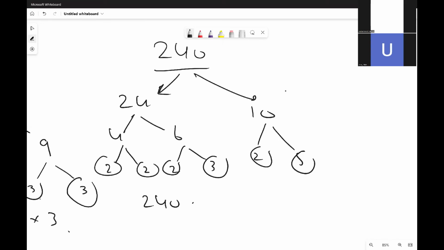So 2, 2, 2, 3, 2, 5. 240 is equal to 2 times 2 times 2 times 2 times 3 times 5. So these are all the factors of 240. This is a factor tree.